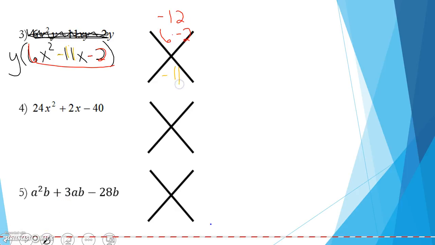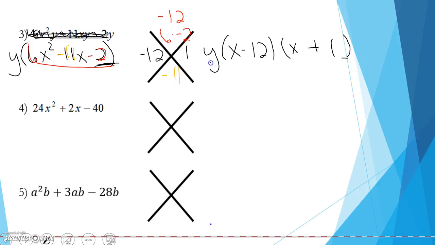So I figure out what multiplies to negative 12 and adds to negative 11. You can do that on your calculator, but I'm just going to give you the numbers. It was negative 12 and 1. So I go off to the side and write my parentheses: x minus 12, x plus 1. There's no variable behind the last number, so I don't need to put a variable behind these last numbers. And I put my GCF out front.